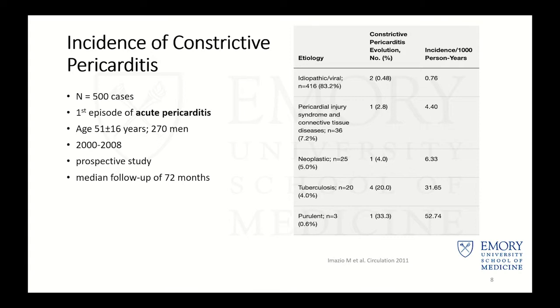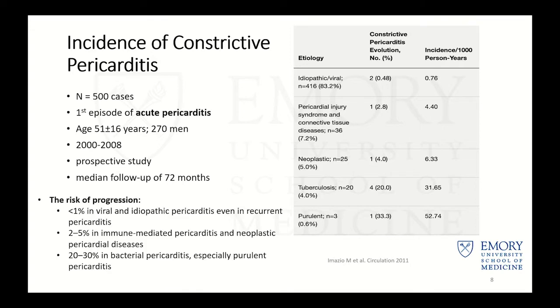Less number that had acute pericarditis, but they had higher chances of developing constriction. So in general, we think risk of progression is less than 1% in viral and idiopathic pericarditis. It's about 2 to 5% in immune-mediated pericarditis, and about 20 to 30% in bacterial or fibrinous bacterial purulent cases.